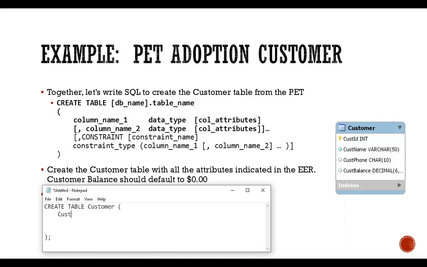So what's the first column name? Cust ID. What is its data type? That needs to come first. In this case, it's an int. So I'm just going to put int. What kind of attributes need to go here? Well, you'll notice over here looking at the EER, this is a primary key. So I'm going to say primary key.